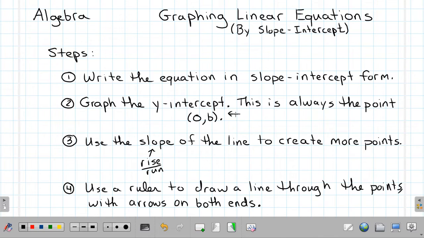Okay. The next step is to use the slope. So the other piece of information that we have here. So once again, we have slope and y-intercept. So we plotted a point using the y-intercept. Well, we find another point or more points by using the slope. Okay, which just to remind everybody is rise over run. And you'll see exactly why I'm reminding you of that when we get to the examples.